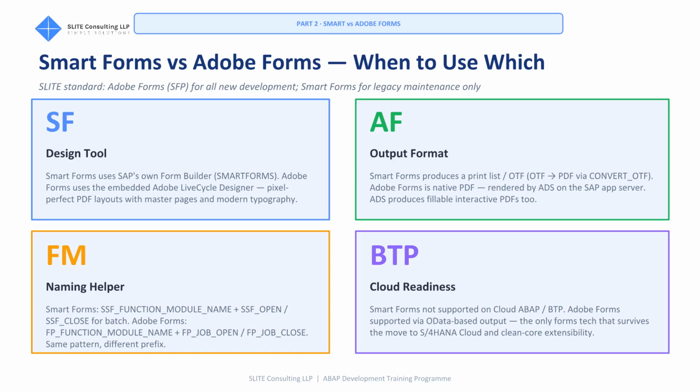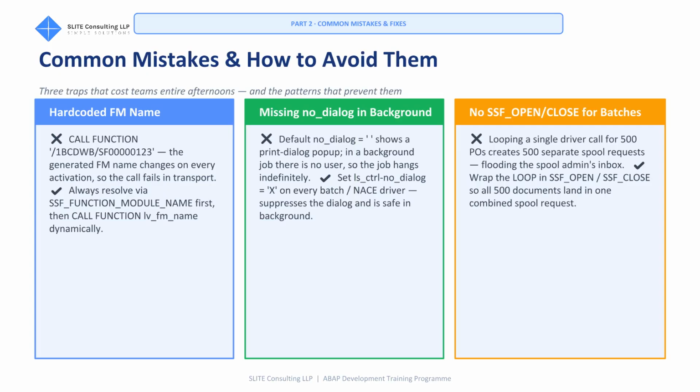The naming helpers differ. SSF_FUNCTION_MODULE_NAME for Smart Forms, FP_FUNCTION_MODULE_NAME for Adobe Forms. Batch session functions also differ. SSF_OPEN and SSF_CLOSE versus FP_JOB_OPEN and FP_JOB_CLOSE. Both technologies integrate fully with NACE. Four mistakes to avoid absolutely.